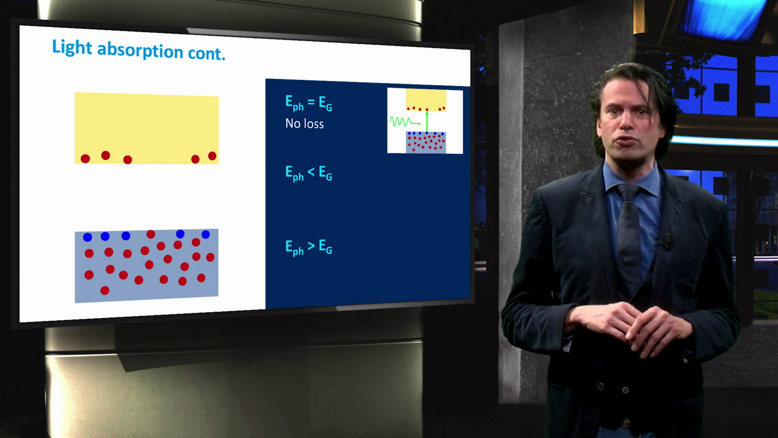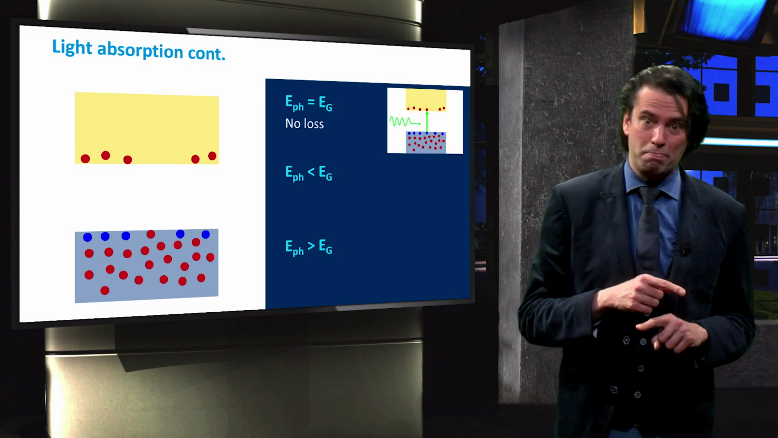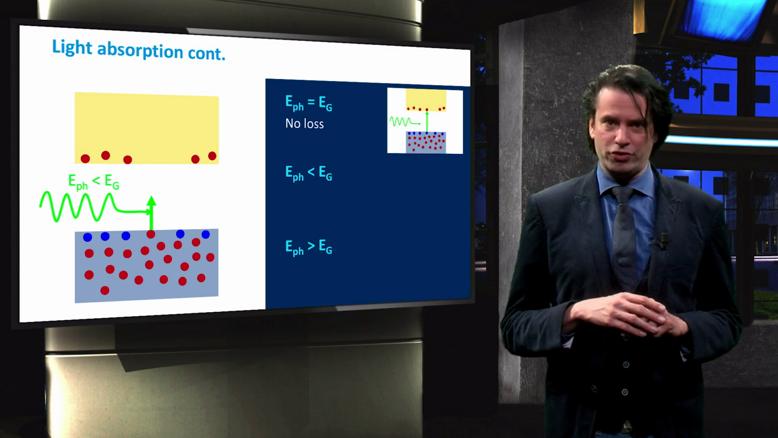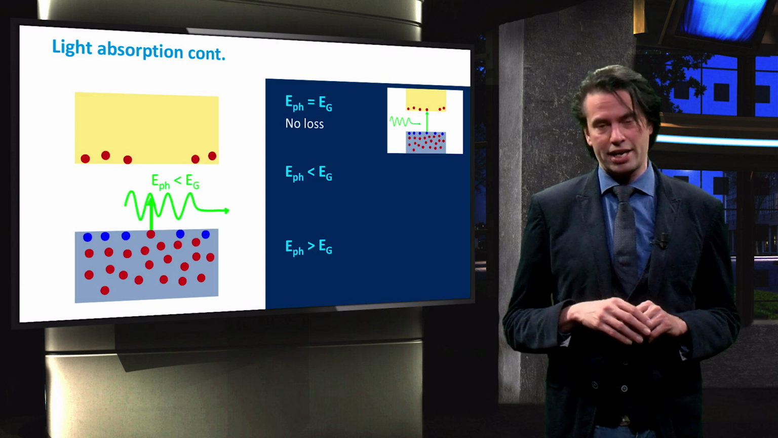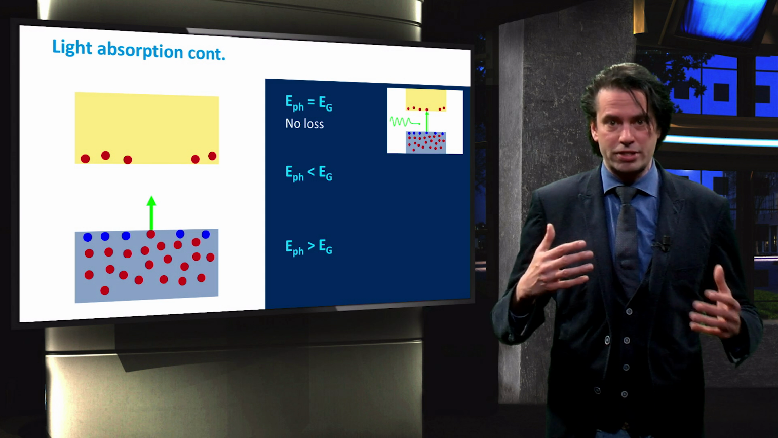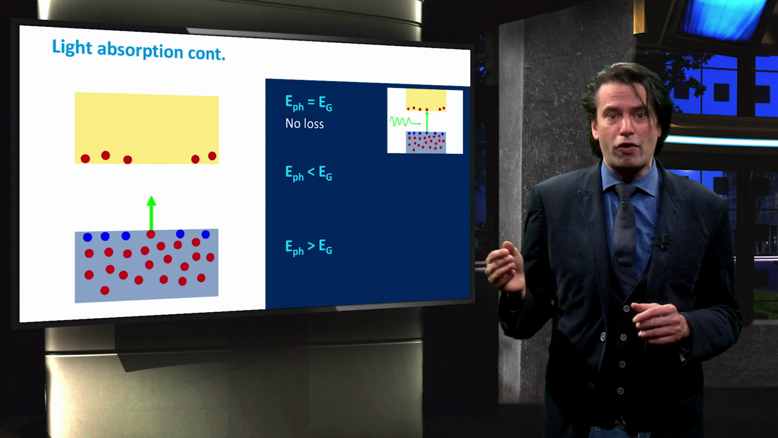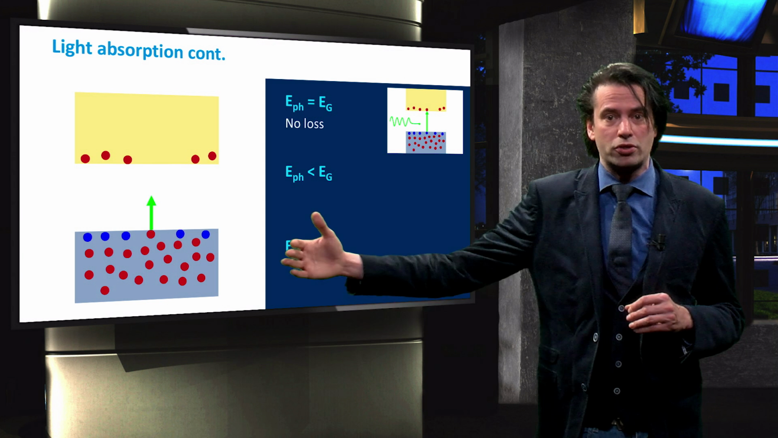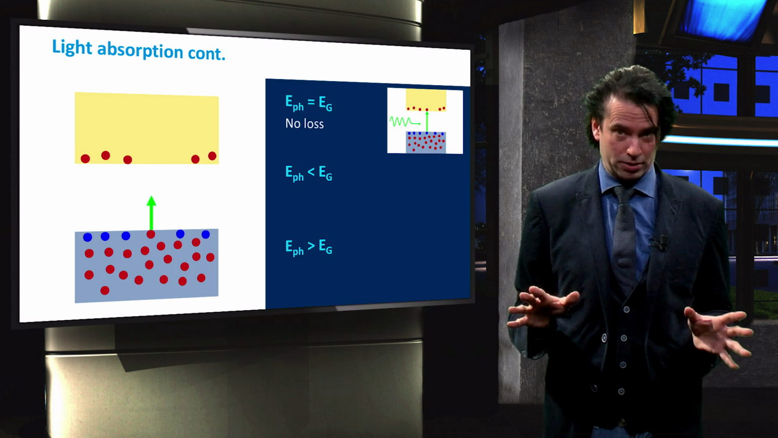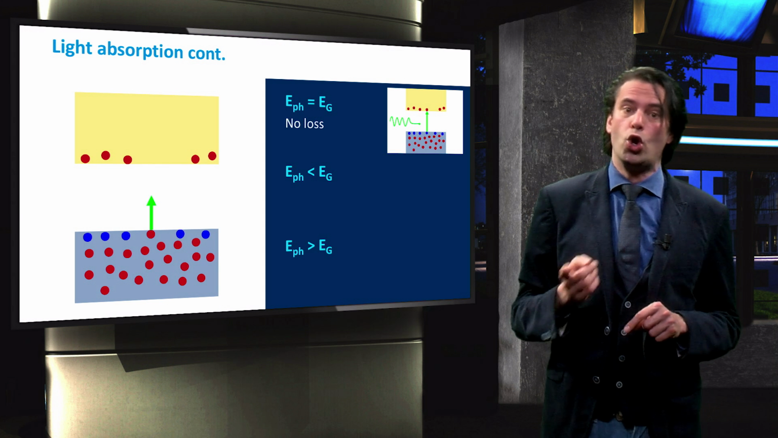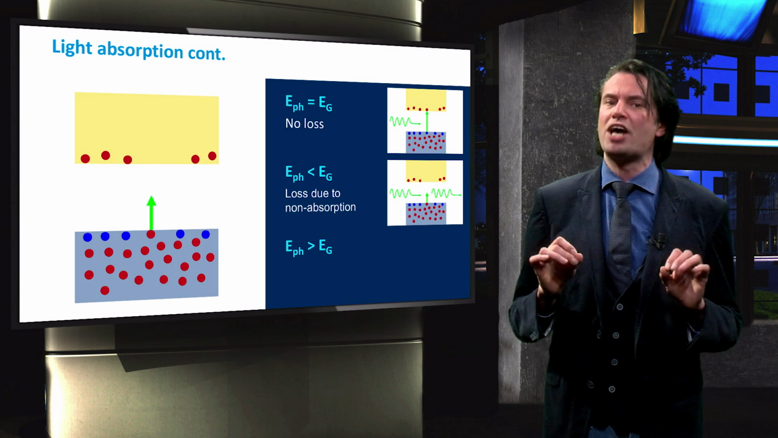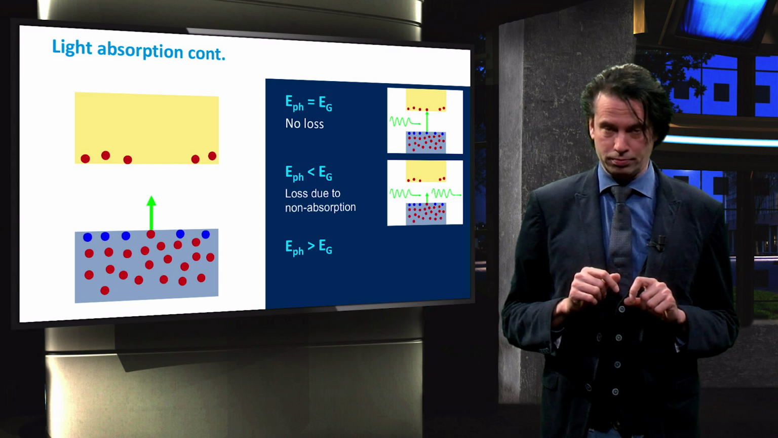Let's now consider photons with energy less than the bandgap energy. These photons do not have enough energy to excite an electron from the valence band to the conduction band. Since there are no allowed energy states in the bandgap, these photons simply pass through the semiconductor material. The semiconductor material is essentially transparent to photons with an energy lower than its bandgap. We call this a non-absorption loss.